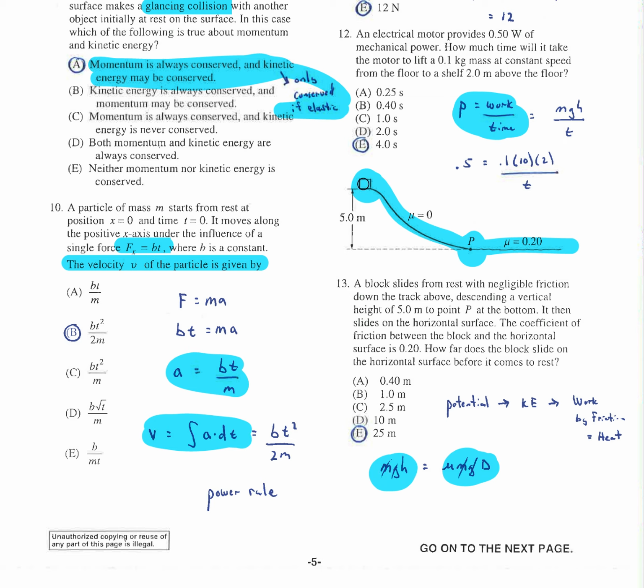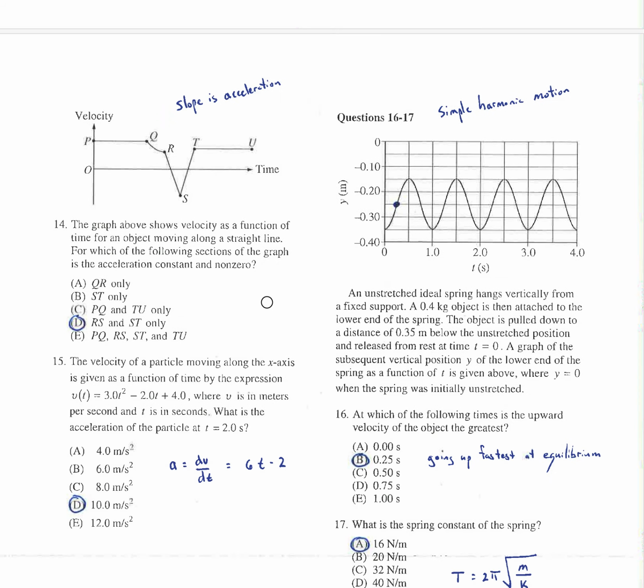Now I get it. I understand. Potential went to kinetic, and kinetic went to heat, but we can skip that secondary piece. Just go from the beginning all the way to the end.